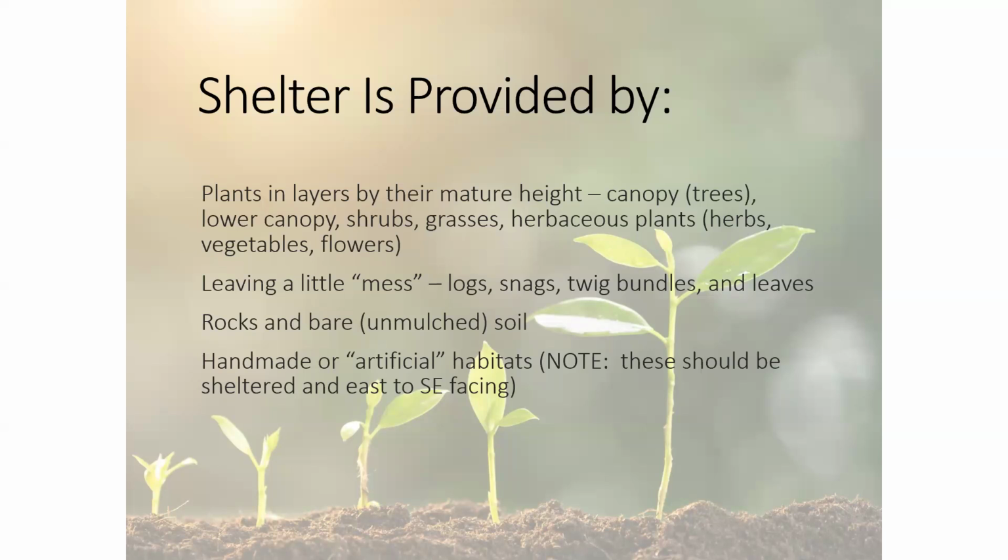You can also provide them with artificial habitats. And if you do that, you want to make sure that they're in sheltered locations, that they are in a stable area, that they're not kind of waving around in the wind, and that they're east to southeast facing. You want them to get morning sun.